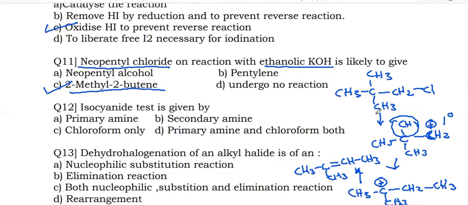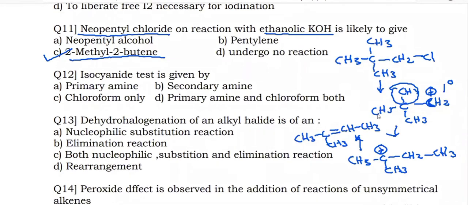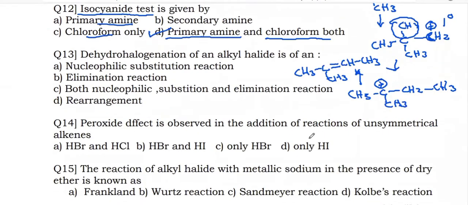Question number 12, isocyanide test, which is also known as the carbylamine test. The isocyanide test, that's the carbylamine test, is given by primary amine, and we require the presence of chloroform also. So option D is correct. Isocyanide test is given by primary amine and chloroform. Question number 13, dehydrohalogenation of an alkyl halide is of which type? We are removing hydrogen and halogen. So the dehydrohalogenation reaction is an example of an elimination reaction. So answer B is correct, elimination reaction.